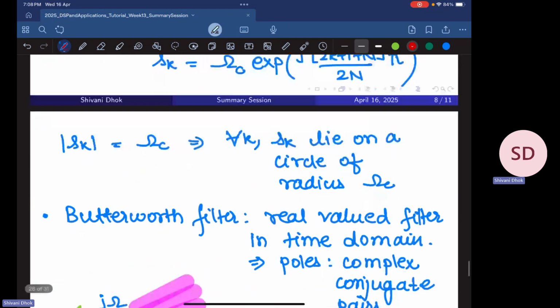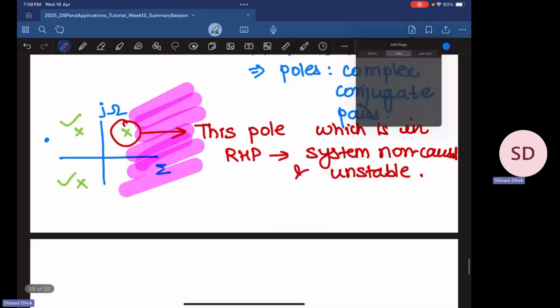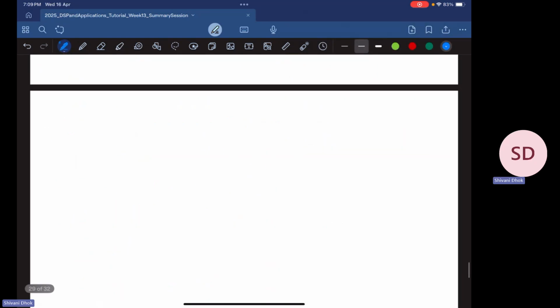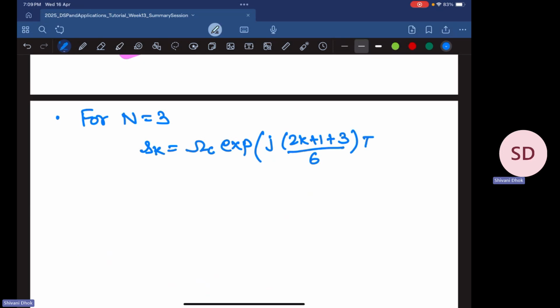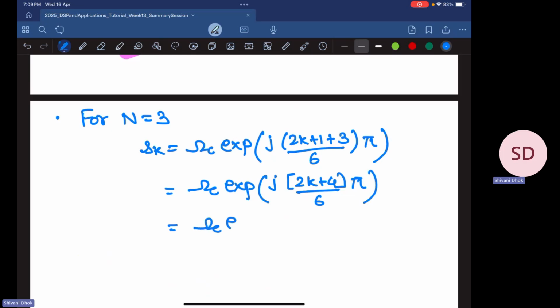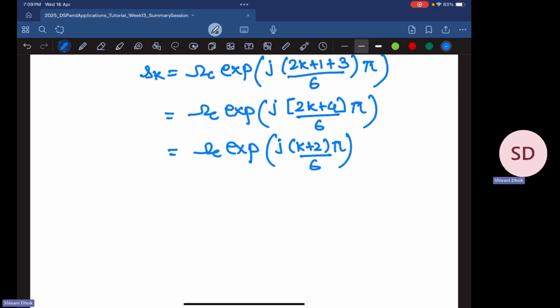each other for n equal to 3. So now let us try to see that. When n equal to 3, Sk is omega c into e power j (2k plus 1 plus n, n is 3) divided by 2n, that is 6, pi. So this is equal to omega c into e power j (2k plus 4) by 6 pi, which is equal to omega c e power j (k plus 2) pi by 6. Now we'll just see the consecutive poles.